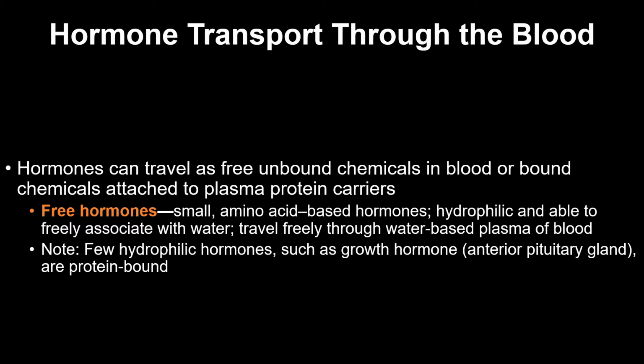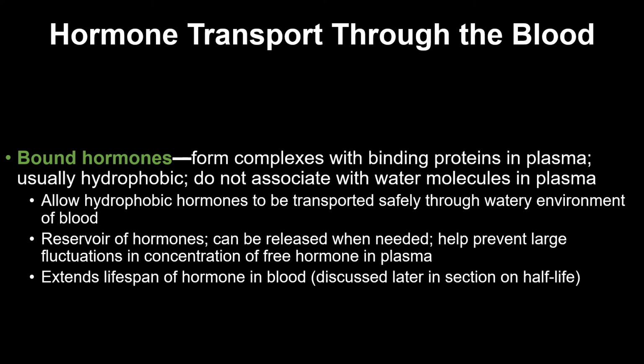Now, how do hormones travel through the blood? Well, either freely or they may be bound to proteins in the plasma. Free hormones are generally going to be those small amino acid-based hormones that are hydrophilic, able to freely associate through the water-based plasma of the blood. Note that there are a few notable hydrophilic hormones like growth hormone that are produced by the anterior pituitary gland that are also protein bound. Speaking of protein bound hormones, they are going to form complexes with binding proteins in the plasma. These are generally hydrophobic and do not associate well with the water molecules in the plasma.